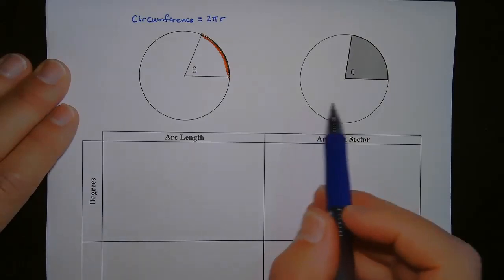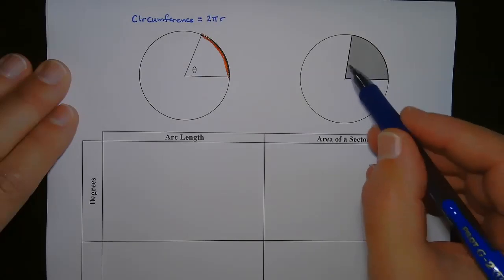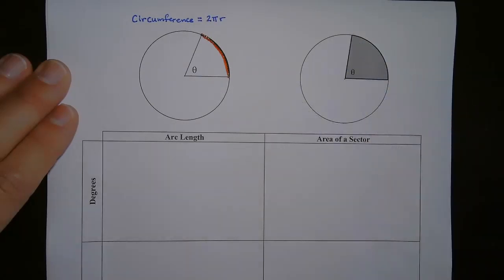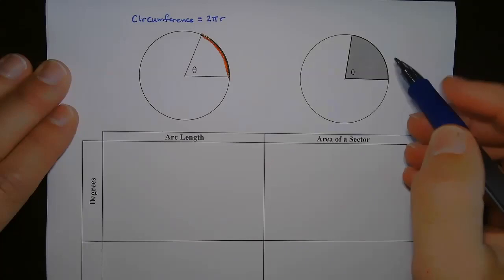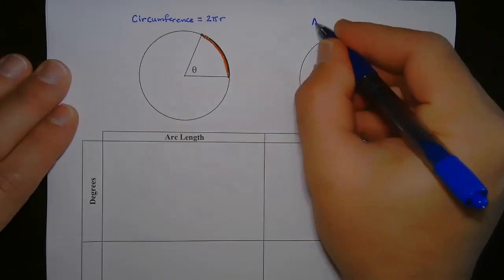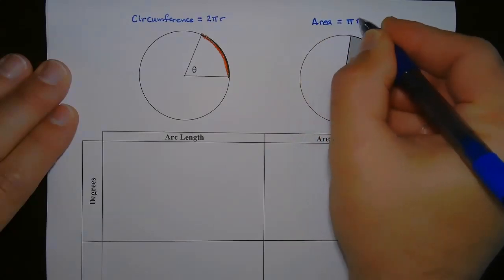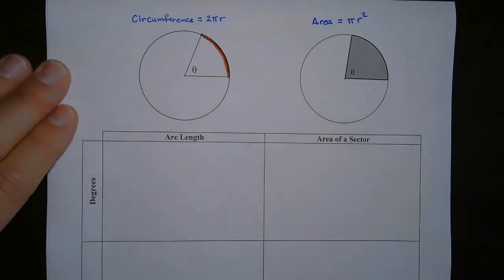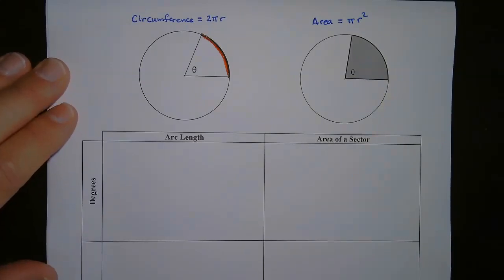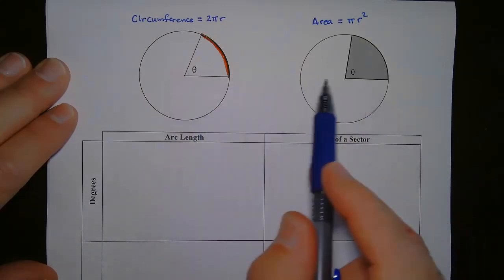Now, the area of the sector is a part of the area of the entire circle. So we need to know the area of a circle. The area of a circle is equal to pi r squared. And these are very similar in the way you do them. I want you to understand that whether it's degrees or radians, it's really done the same way. It's just whether you're using the circumference formula or the area formula.